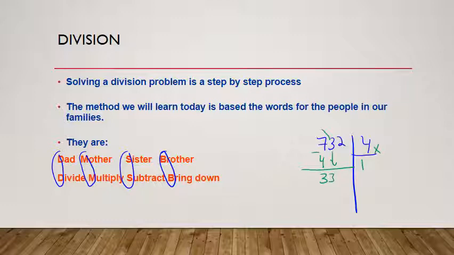Divide. 33 divided by 4 is 8. 8 times 4 is 32. I subtract, then bring down. The same steps all over again. 3 times 4, 12, and the division is done.